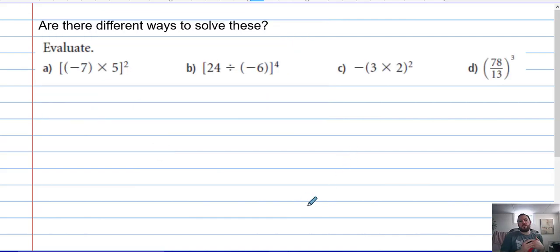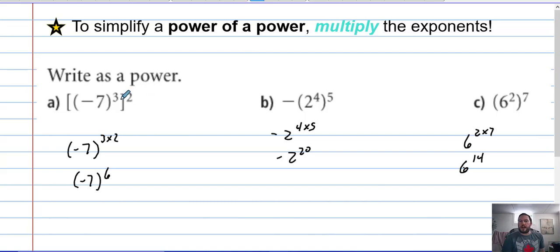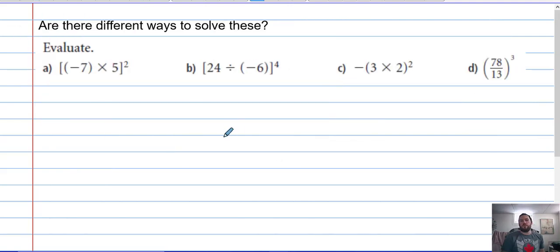Now, if I wanted to evaluate these things, there are different ways that we can do that. So be really careful about how these questions are worded and what they're asking you to do. In this example back here, it said just to write it as a single power. Don't do anything with that power, just write it as the power. But with these questions, it's now saying to evaluate.